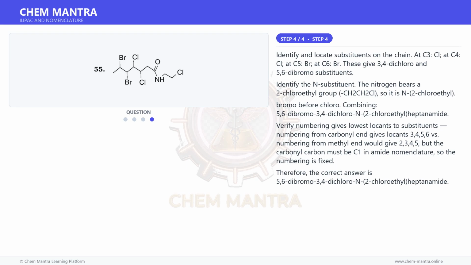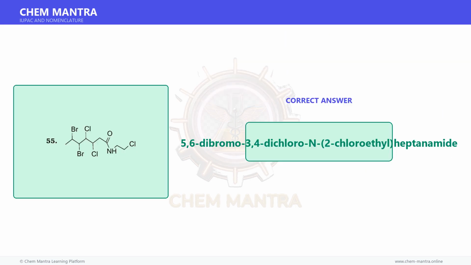Therefore, the correct answer is 5,6-dibromo, 3,4-dichloro, N-2-chloroethyl, heptanamide. The correct answer is shown on screen.